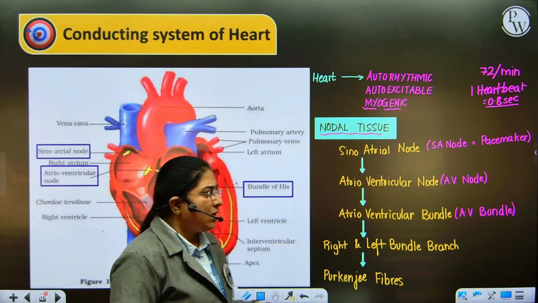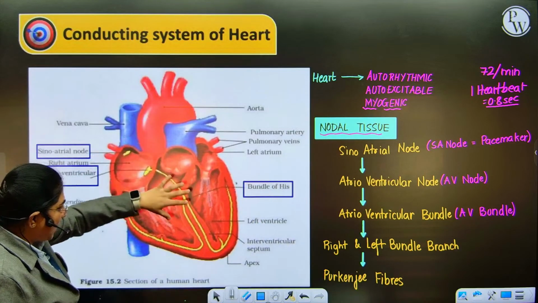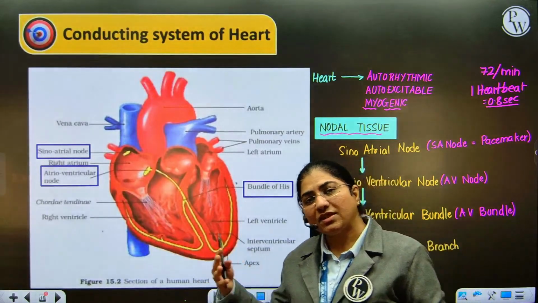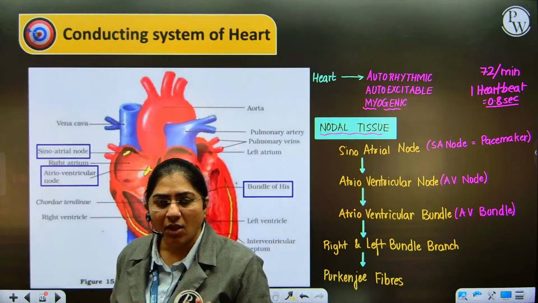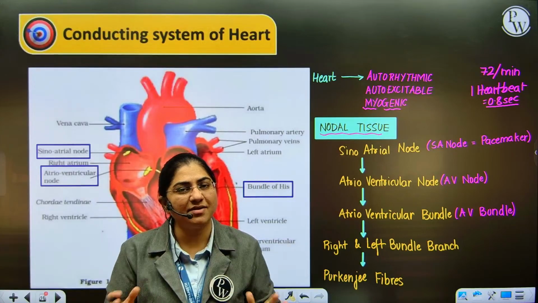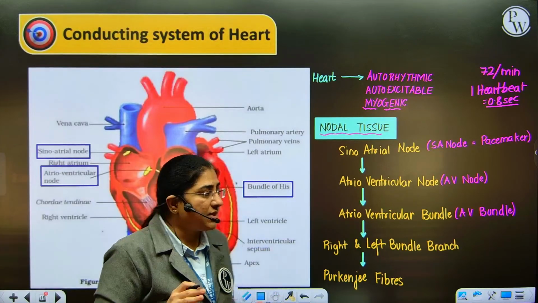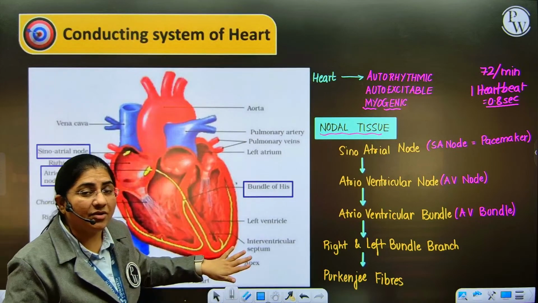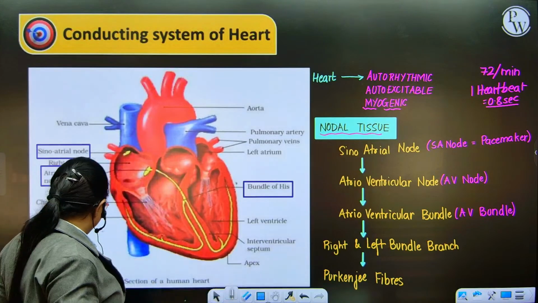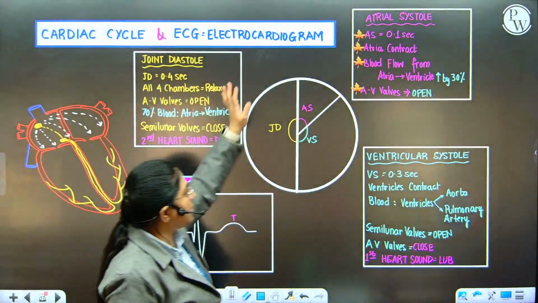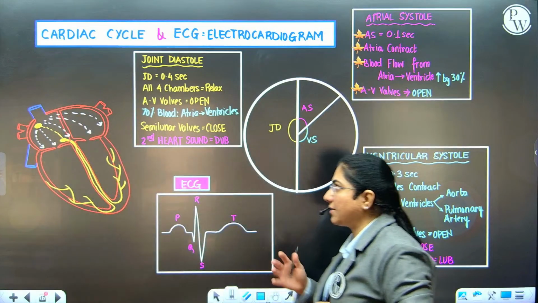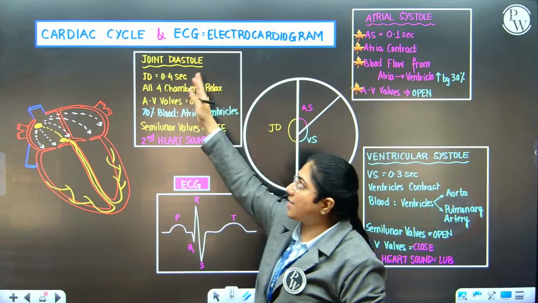Is that clear? So now when it generates the impulse and passes it further ahead, how does the heart actually beat? What happens in the heart during one heartbeat? We know there are 4 chambers. All the 4 chambers need to contract and relax during one heartbeat. So there is a sequential series of events that occurs during one heartbeat, when all the 4 chambers contract and relax. That is called the cardiac cycle.